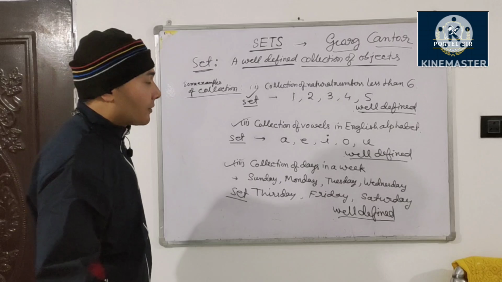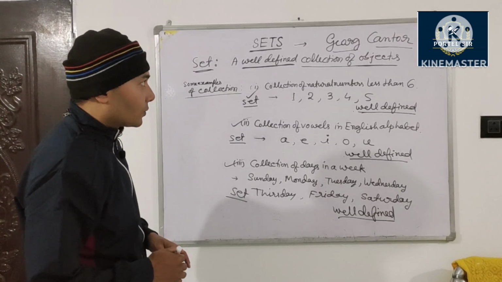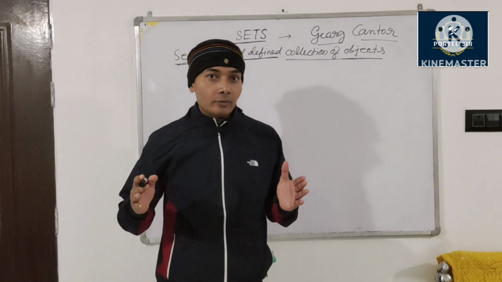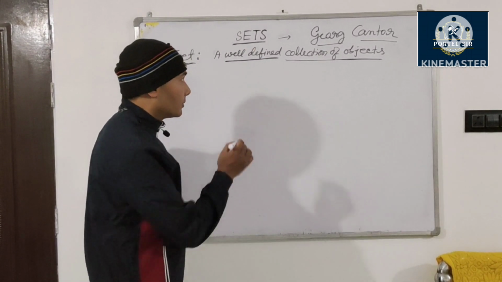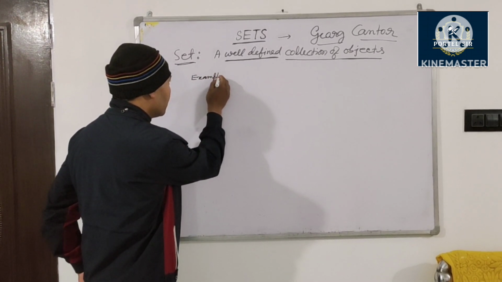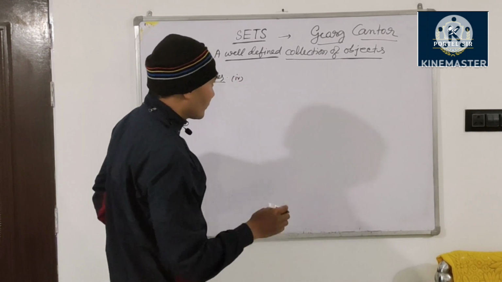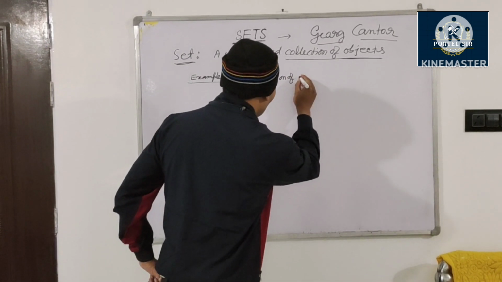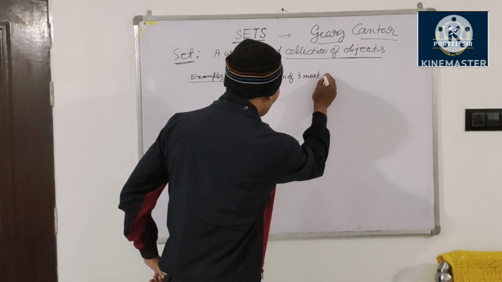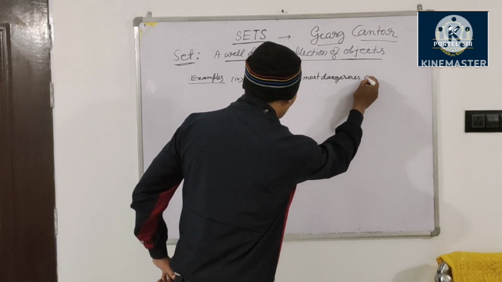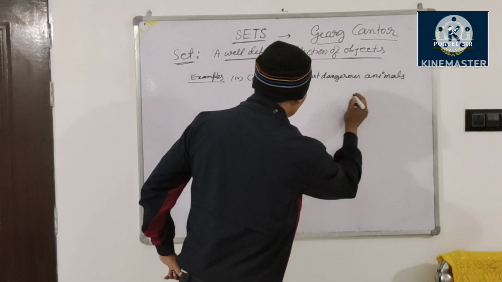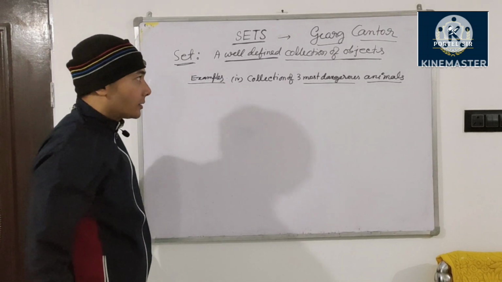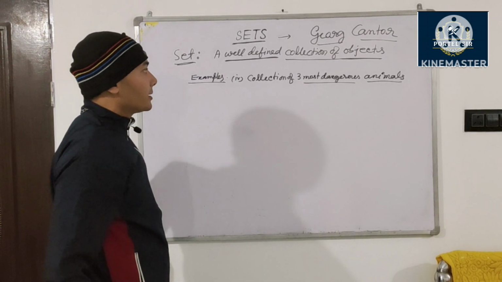Now I'll give you more examples of collection, so that you can tell whether it belongs to a set or not. Example number 4. Collection of 3 most dangerous animals. How many? 3. Now see, can you tell me the collection of 3 most dangerous animals?